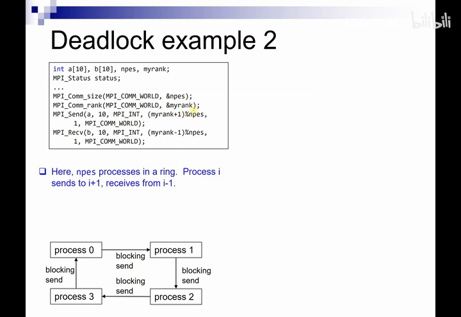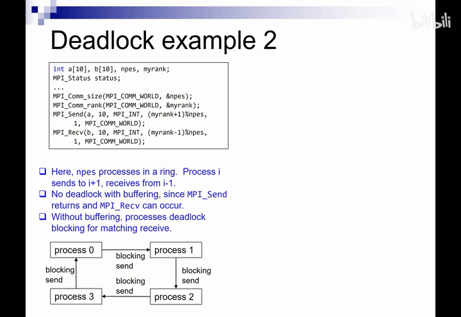With rank, I'm going to take my rank and then add 1, so that's the next process. And I take this modulo the total number of processes. And then I receive from the previous process, so my rank minus 1 modulo the number of processes. Okay, so if we have buffering, then again both the send and the receive can complete, and we probably don't have deadlock. However, if you don't have buffering, then the problem is that we have these processes.